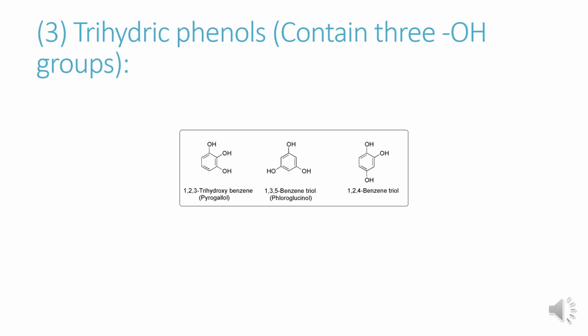The third one is trihydric phenols. Trihydric phenol means containing three hydroxyl groups. Pyrogallol, phloroglucinol, and 1,2,4-benzenetriol. These are all the examples.